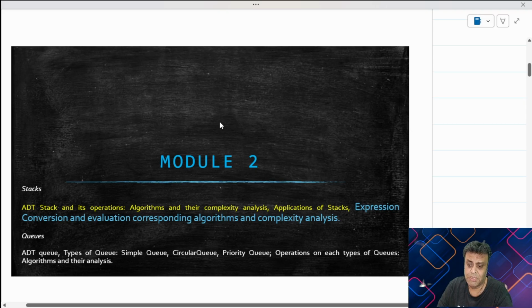We are doing this particular topic, which is around expression conversion and evaluation, the corresponding algorithms and complexity analysis, which typically spans the infix and postfix notations. And post this, we will start queues, which will be part of our module 2, and that would be the last part of module 2.